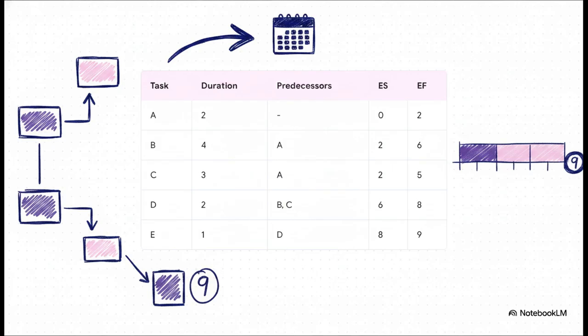Now task D. This one's a little tricky. It needs both B and C to be done. B finishes at 6, and C finishes at 5. We have to take the maximum. So D absolutely cannot start until day 6. It takes 2 days, finishing at 8. Finally, task E depends on D. Starts at 8, takes 1 day, and finishes on day 9. And there it is. That 9 is our final minimum project duration.